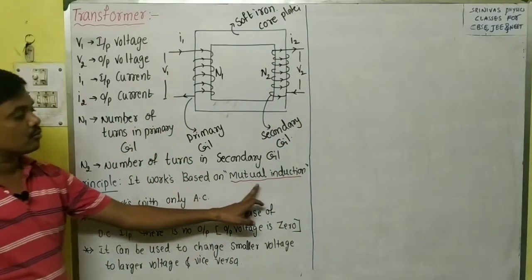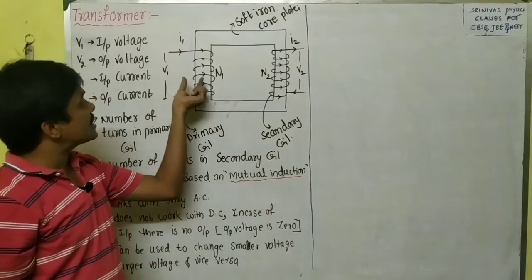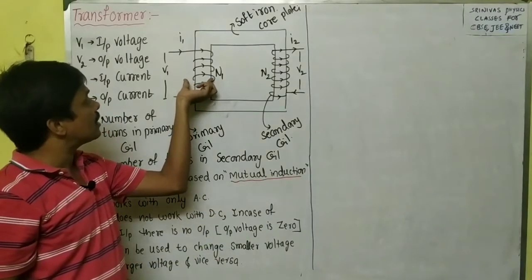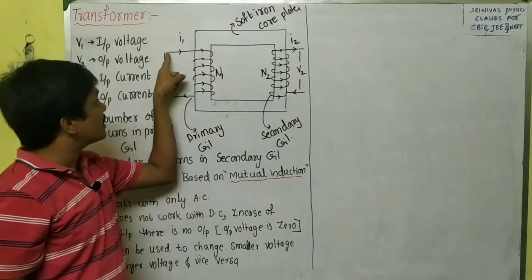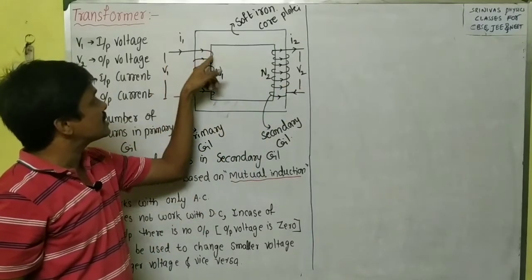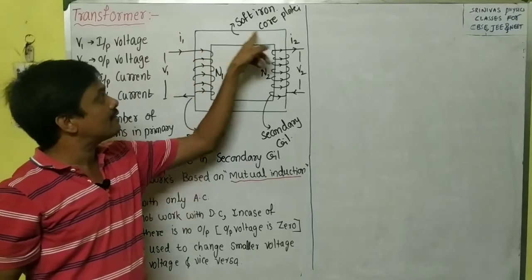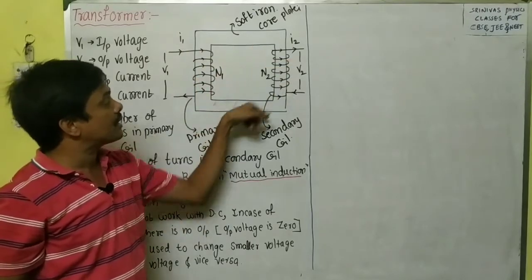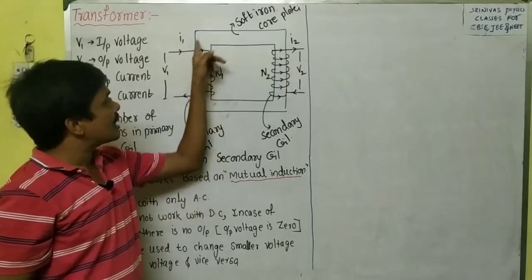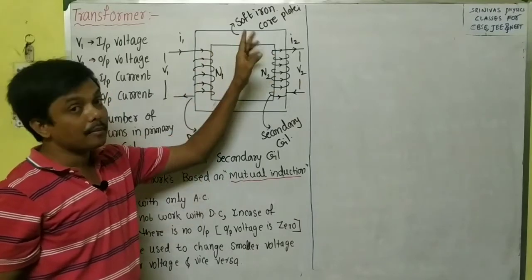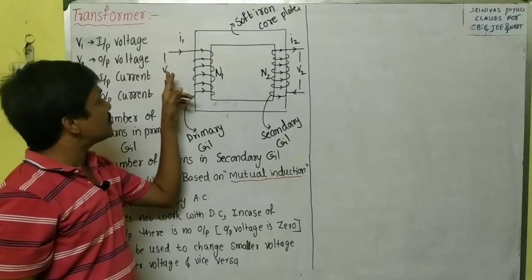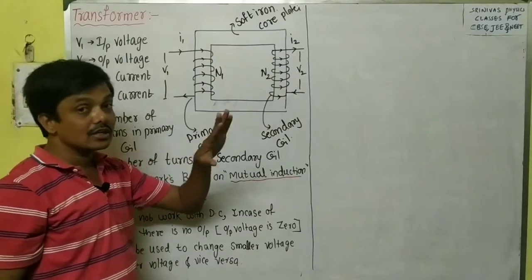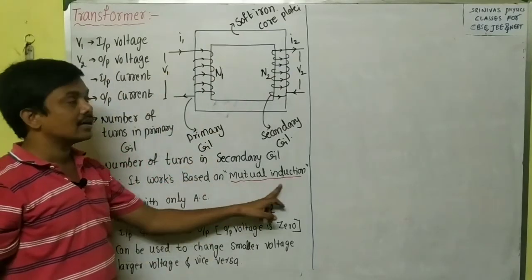It works based on mutual induction. That means there is no direct connection between the primary coil and the secondary coil. We are giving the input to the primary coil. This is insulated wire, and here we are connecting through the laminated plates, right? And laminated means some coating is there, insulated. This is also insulated. That means there is no direct connection, but due to the mutual induction, this current will be induced.